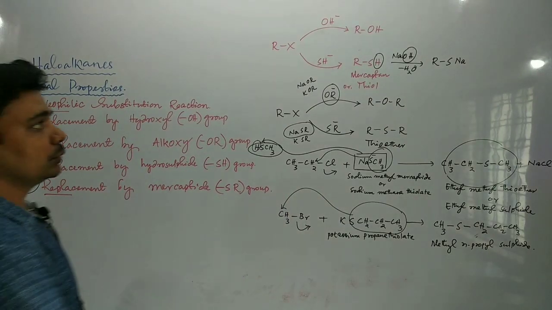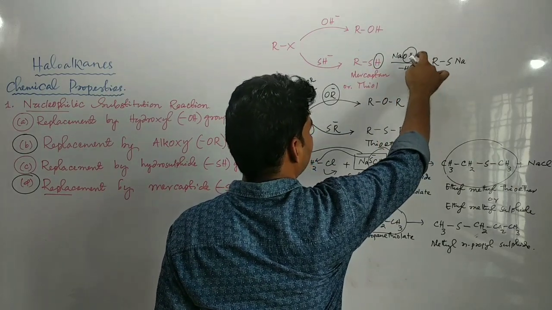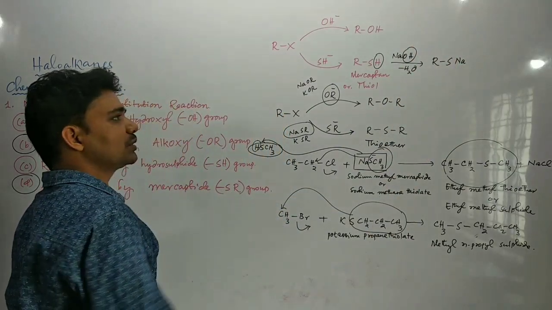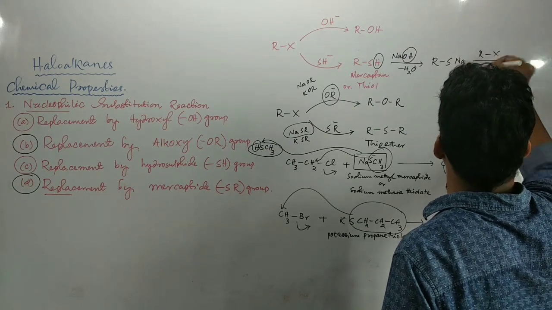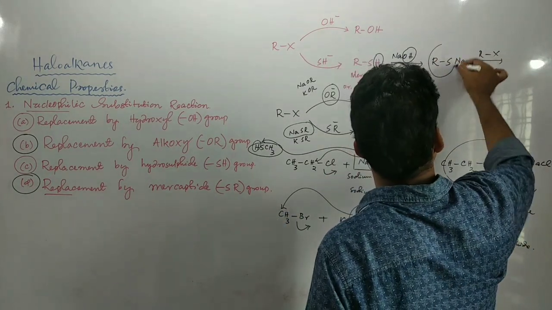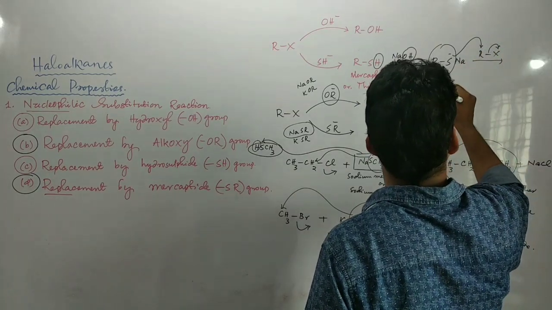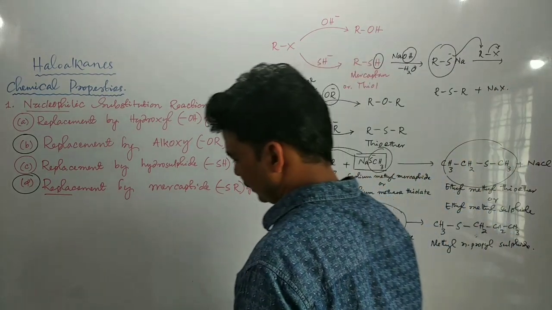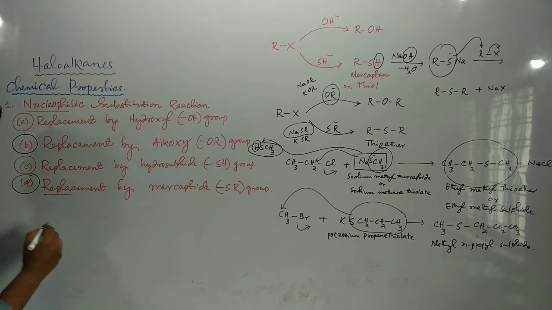So if mercaptan is given, it can be converted into mercaptide by treating with alkali like sodium hydroxide or potassium hydroxide. And when those mercaptides are treated with alkyl halide RX, this is your nucleophile RS minus. This will attack this R, this X minus will leave, such that you will get your thioether plus NaX. So let us take the same sequence with an example.